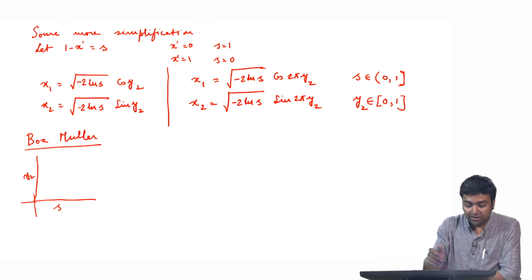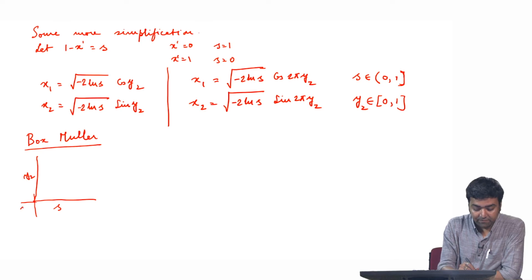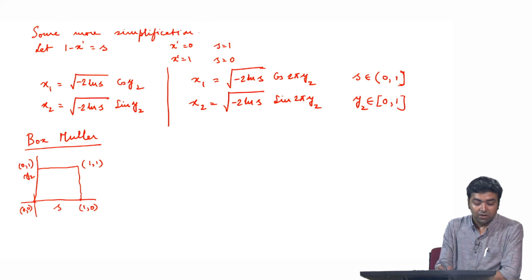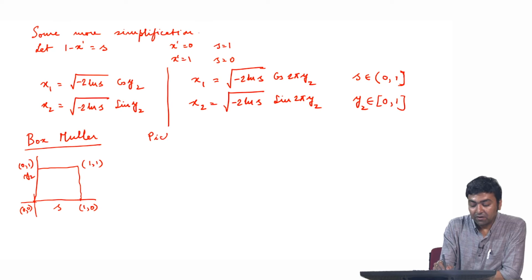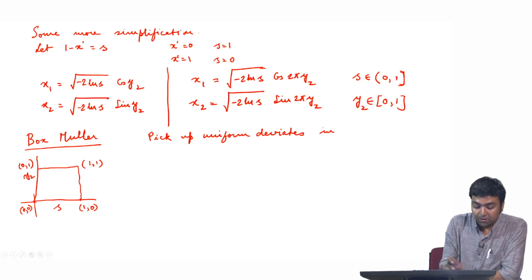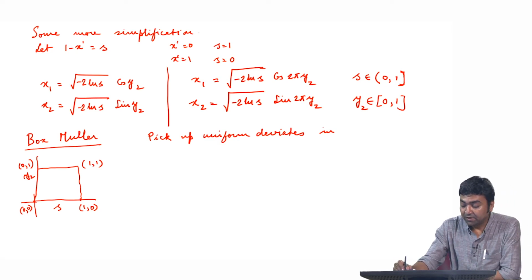If we look at this, I start from the origin, then I have 1 0, that is the range of x, and I can draw a rectangle with these coordinates: 0 0, 1 0, 1 1 and 0 1. The idea is the following: we pick up uniform deviates in a unit square, where the side of the square is 1.